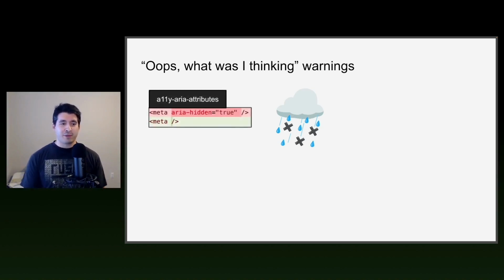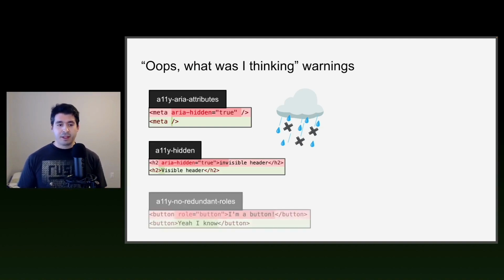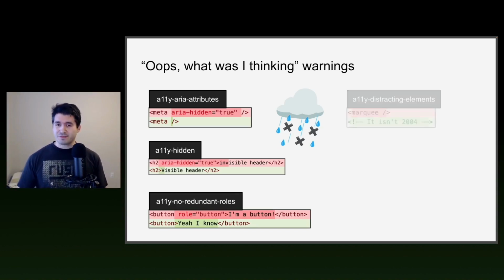A11y ARIA attributes on a meta tag. The user can't even see the meta tag. You don't need attributes there. A11y hidden. This H2 has ARIA hidden equals true. You don't need to hide something that's essential content, like a heading. A11y no redundant roles. This button has a role of button, so that when the user clicks on the button it tells the user that the button is a button. But they already know it's a button. You don't need a redundant role.